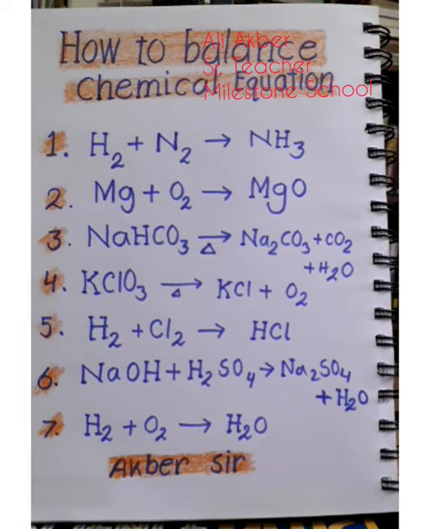Then the hydrogen atoms before the reaction and after the reaction will be the same and the number of atoms of oxygen before the reaction and after the reaction will be the same. That is, we will multiply H2 by 2 and the product H2O will be multiplied by 2, then the reaction will be balanced. So I think within a very short time you have understood how to balance any chemical reaction.